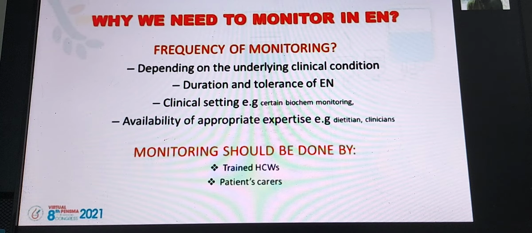This monitoring should be done by trained healthcare workers, like trained nurses in the ward, dietitians, and trained clinicians. For those patients who are on long-term EN or home-based EN, the carers of the patient can be trained and educated to do the monitoring.